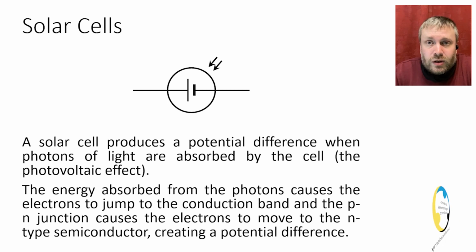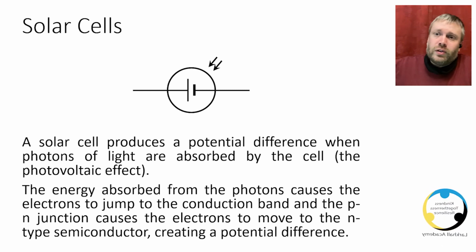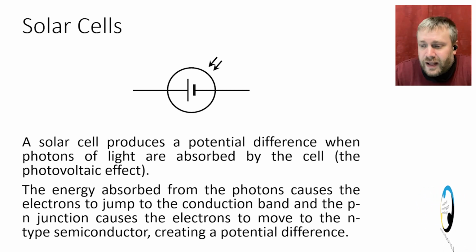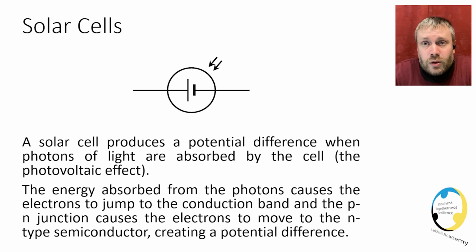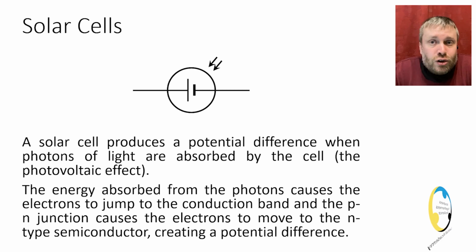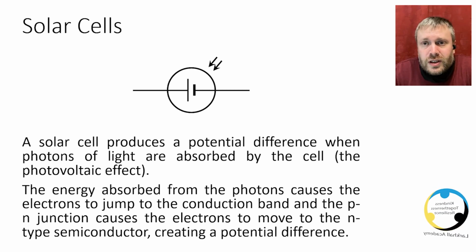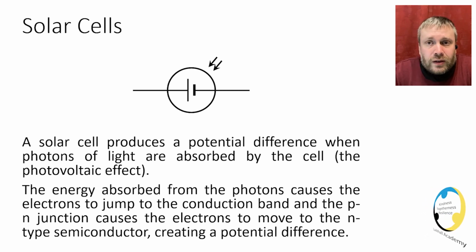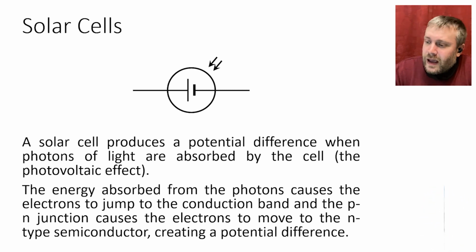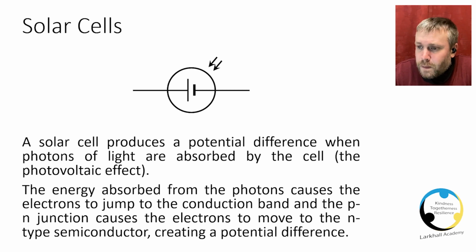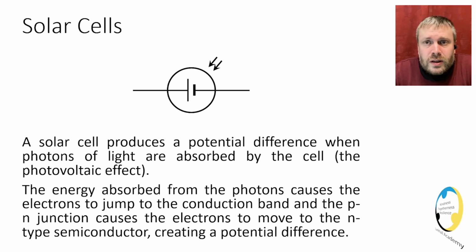Because you're going to have your holes on one side, and all these extra electrons in your N-type semiconductor. And that's essentially how a solar cell works. You then get that potential difference across there, and you can use it to provide the energy that you need to run some appliances. Depending on how big your solar cell is and how big your potential difference is, you can sometimes run quite big appliances from a solar cell. So that's it for the PN junction.